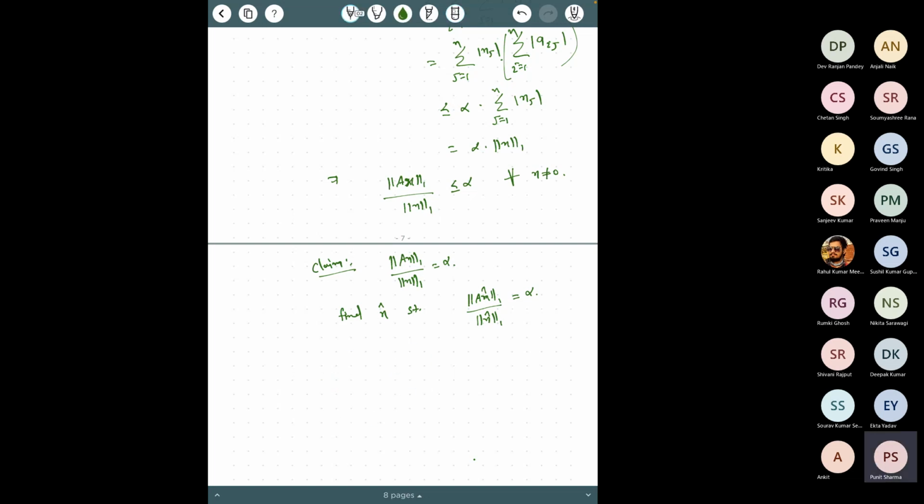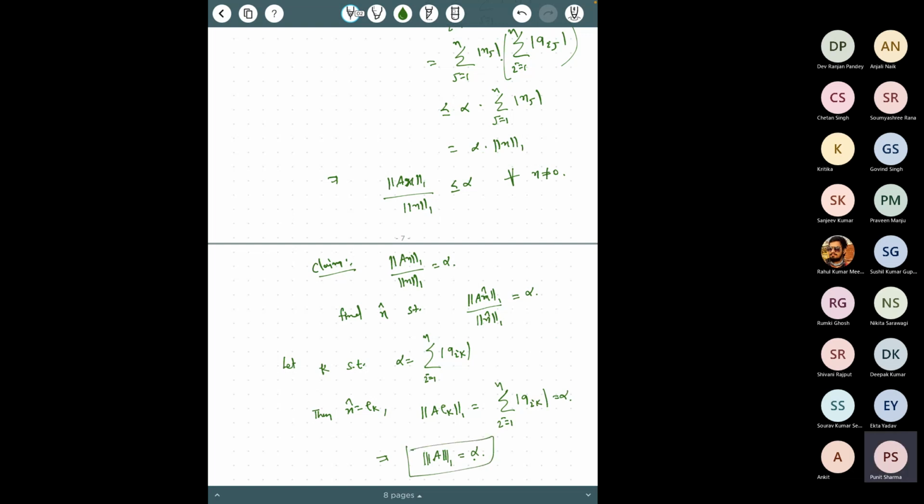So what I'm saying is that let k be such that this alpha, that means the maximum column sum, occurs in the kth column. Then if I choose x hat as e_k, the kth unit vector, then the one norm of e_k is just 1. And A e_k is the kth column, so the norm is just alpha. So this implies that the one norm of A is equal to alpha.